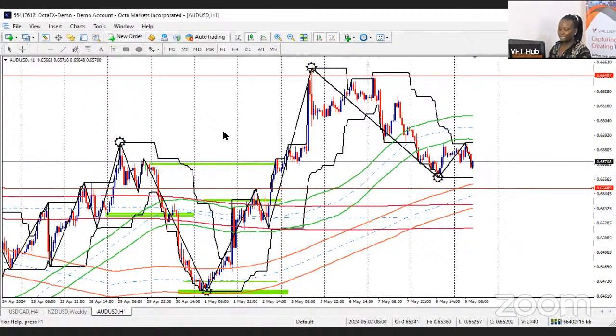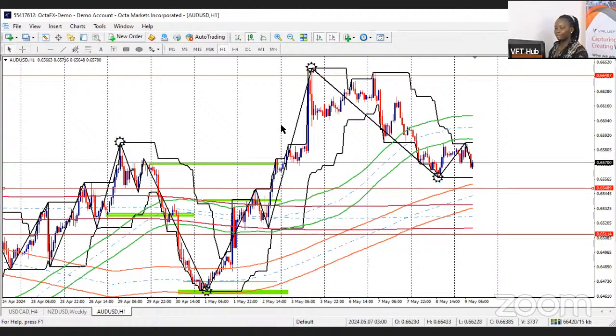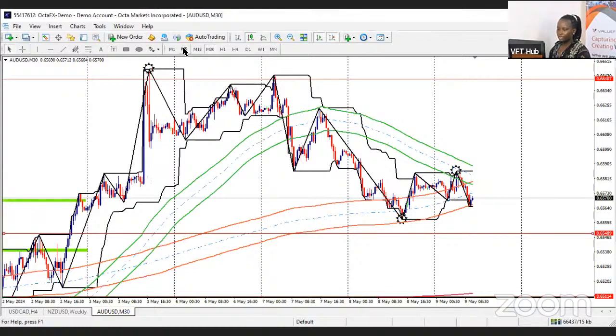If it breaks below this level, the next level that I see AUD breaking below is all the way here. So take note of these levels. First one being 0.65489 and the second one being 0.65114. Right? The bearish bias is still very much in play for me. We'll go down to the 5-minute time frame now to see what price is currently doing. Let's take a quick look at that, shall we?